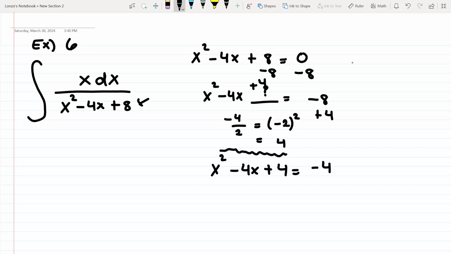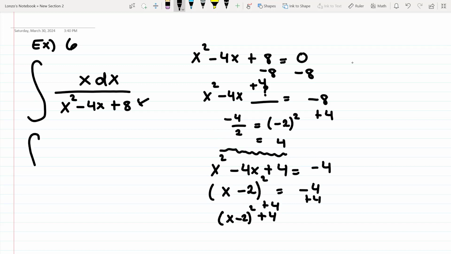Then you have to go backwards. You put this in factored form, which is simply x and then half of your b, which we said was -2, squared, equals -4. The last step for completing the square is to move this constant to the other side. So you add 4 to both sides, and you get x minus 2 squared plus 4.